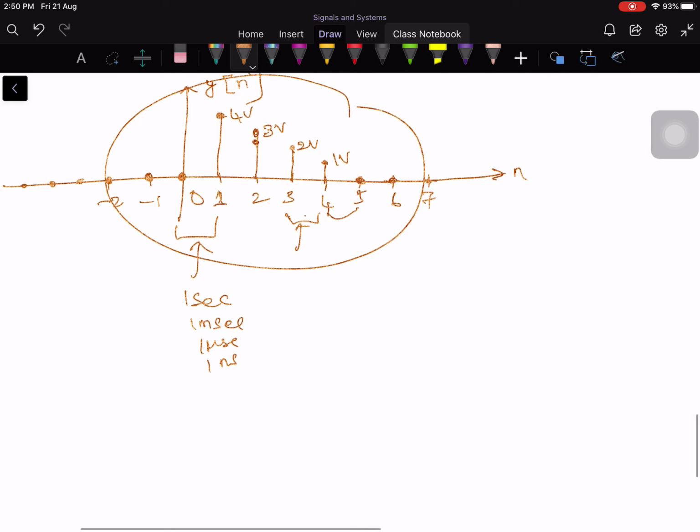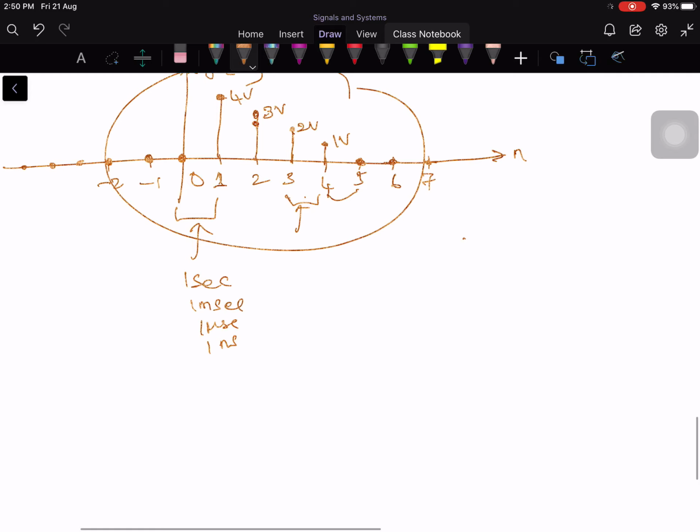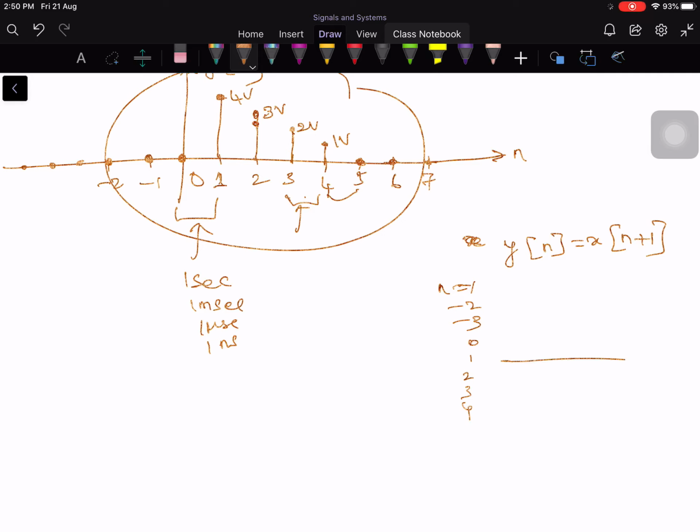Or similarly you can plot y of n is equal to x of n plus 1. The same way you substitute n equal to minus 3, minus 2, minus 1, 0, plus 1, 2, 3, 4, like that. You will get different values, and if you plot, the plot would have moved to the left hand side.